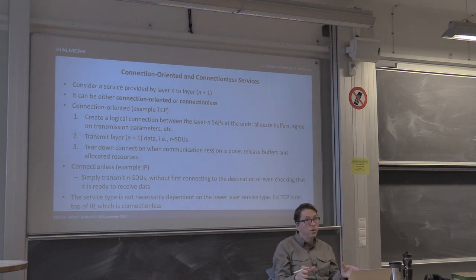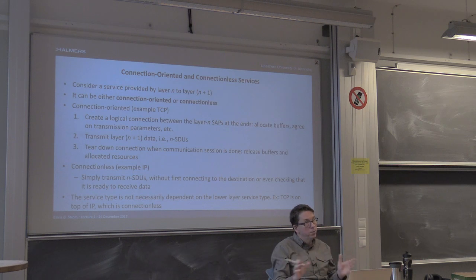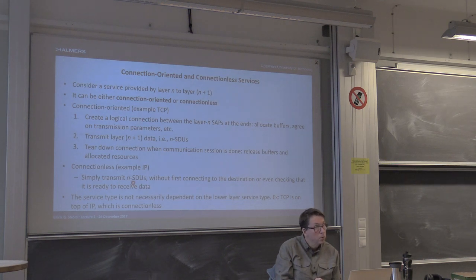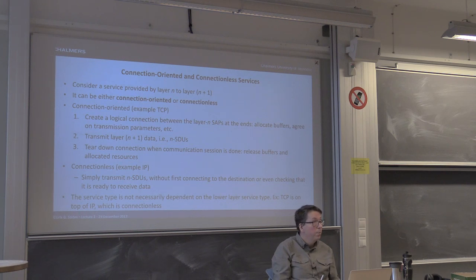While connection-oriented, I get some request from above with possibly some data. Then I establish a connection before transmitting it. So these are the two differences. Connectionless simply transmits data, service data units, without connecting to the destination or even checking that there is a destination. So the service type that I provide above is not dependent on what I get from below necessarily.